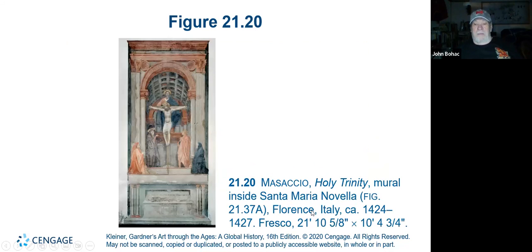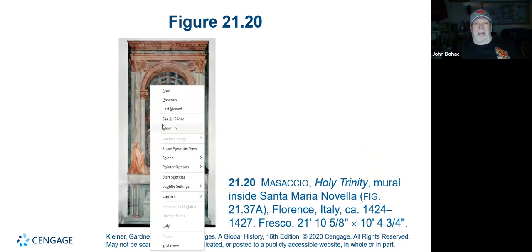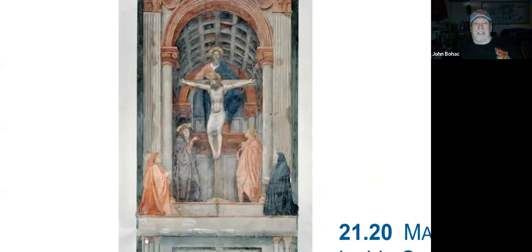This is another Masaccio. You can't really get the full effect of this, but this has perspective lines too. As a matter of fact, the way that he painted this, although it's all somewhat in a state of disrepair because it's like 600 years old, it looks like a big hole in the wall.